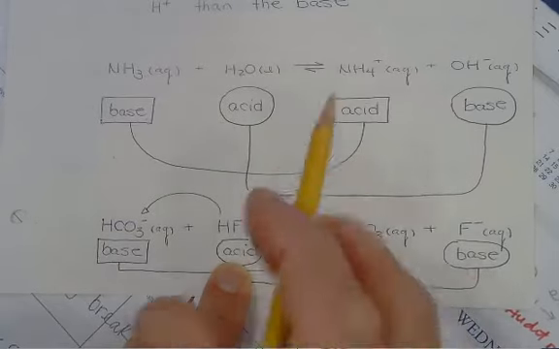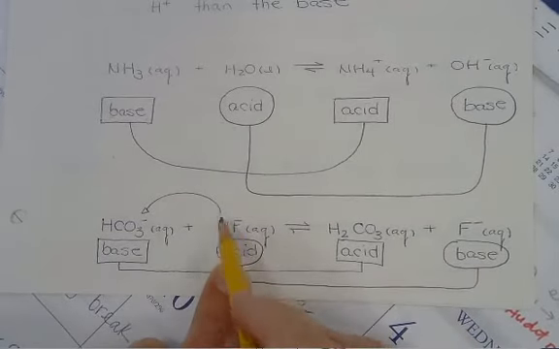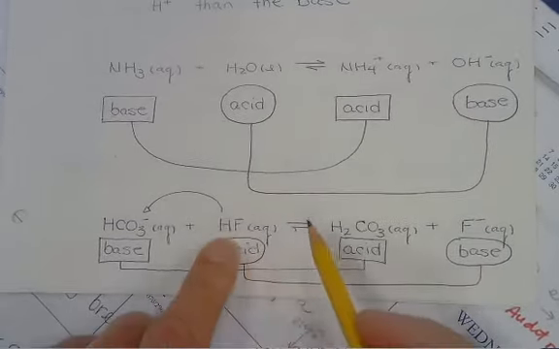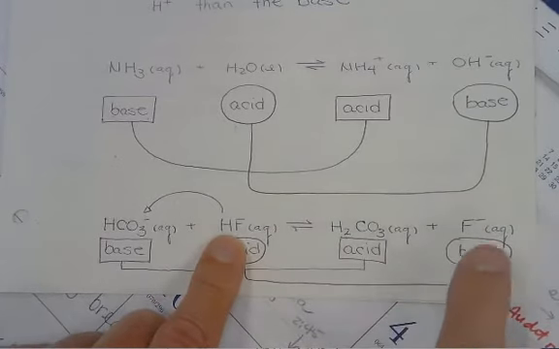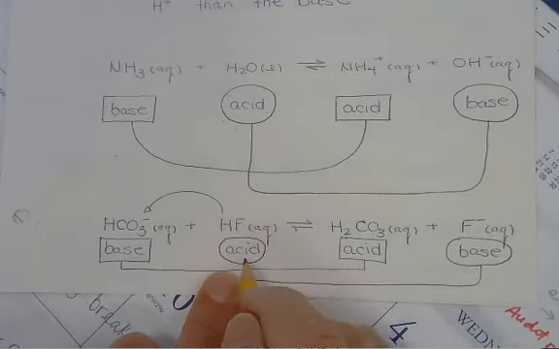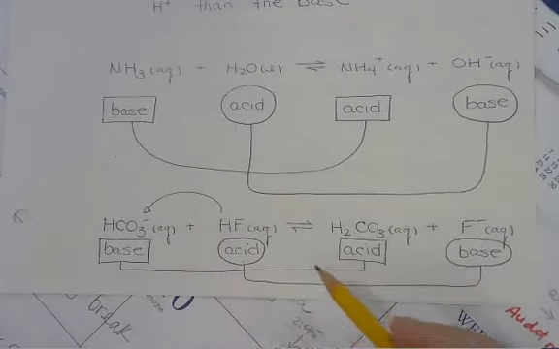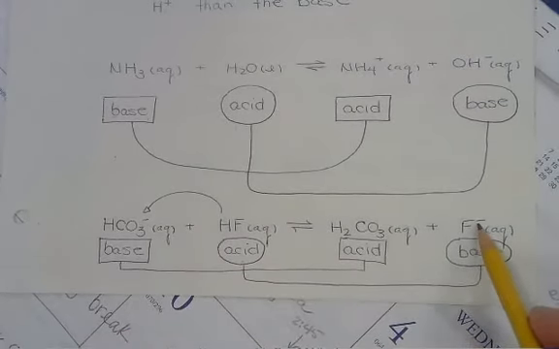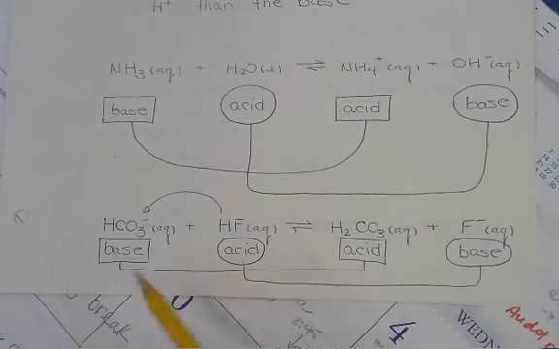All right, on this side, HF, donating a proton. How do I know that? Because here he is as HF, and the other side is F minus. So he definitely lost one H plus. That makes him the acid on the left. Going backwards, F minus gains a proton to become HF. That makes it a base going backwards.